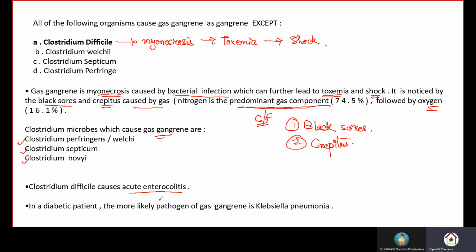In a diabetic patient, the more likely pathogen of gas gangrene is Klebsiella pneumoniae. Remember this for diabetic people. Otherwise, it is Clostridium difficile.